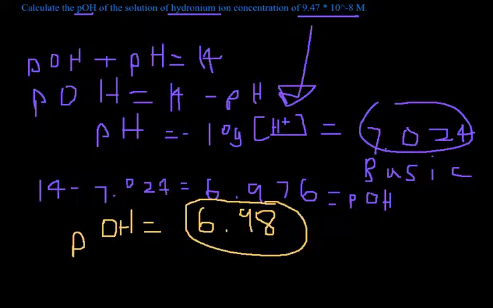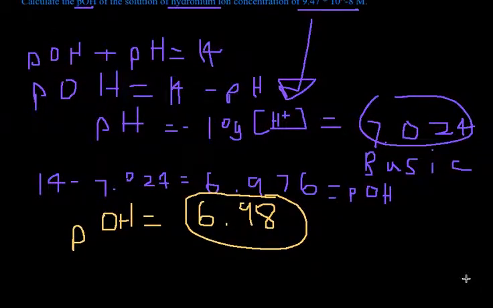Now, you guys just solved the problem and you just got an answer. But what does this mean to the problem? Sometimes I like thinking about, what does this mean to the problem? What it means is that the solution you're dealing with is basic, because this is less than 7.